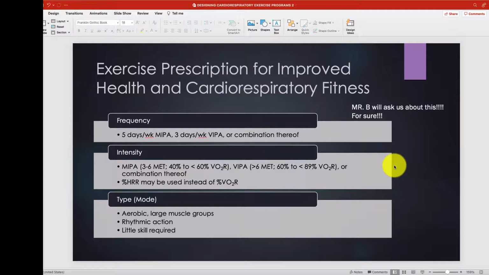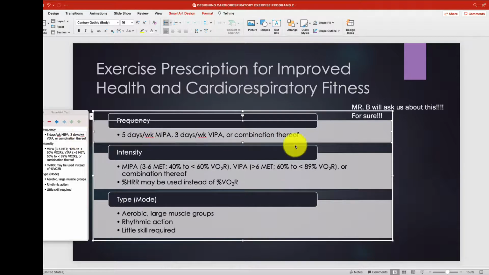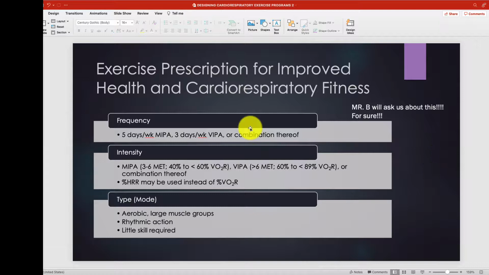We recommend this general range just to improve general fitness. It looks like something was chopped off there. No, it wasn't. So we can do this 5 days a week at moderate intensity, or we could do 3 days a week at vigorous intensity, or you can do a combination of the two. There's evidence that shows combination training is just as effective.